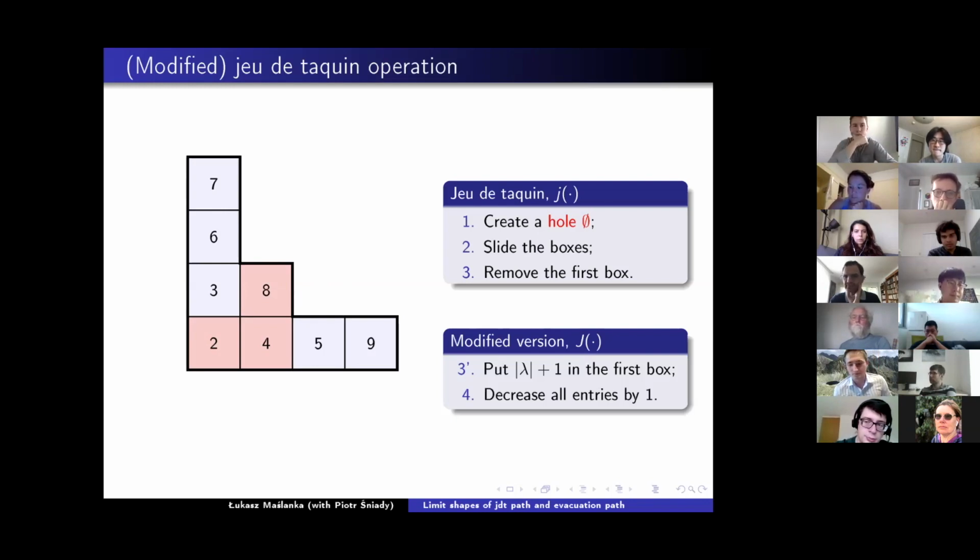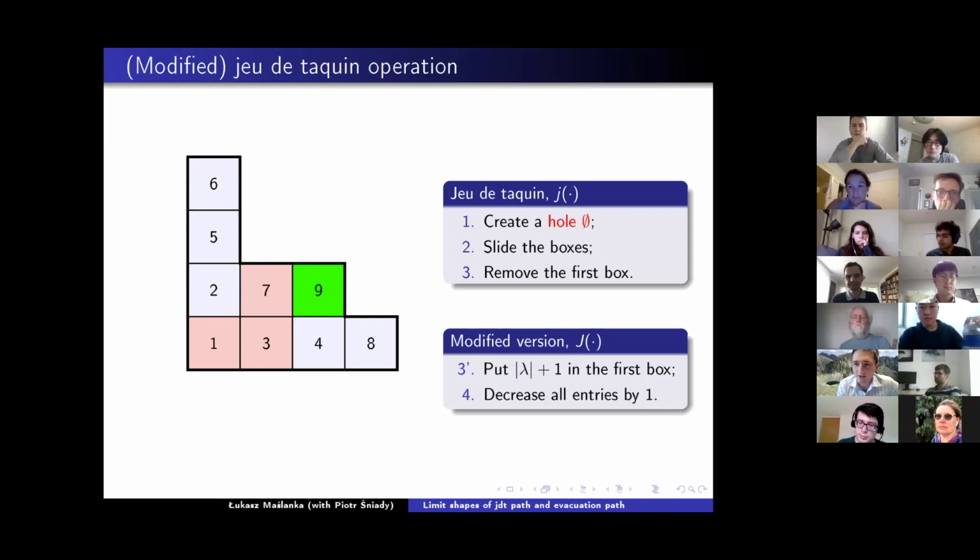We also consider the modified version of taquin, which applies only to standard Young tableaux, and it is defined in the way that we do not remove the box with the hole, but we put the entry which is the number of the boxes in the initial tableau plus 1, and then we decrease all entries by 1. In this way, we have a bijection between the standard Young tableaux of some fixed shape.